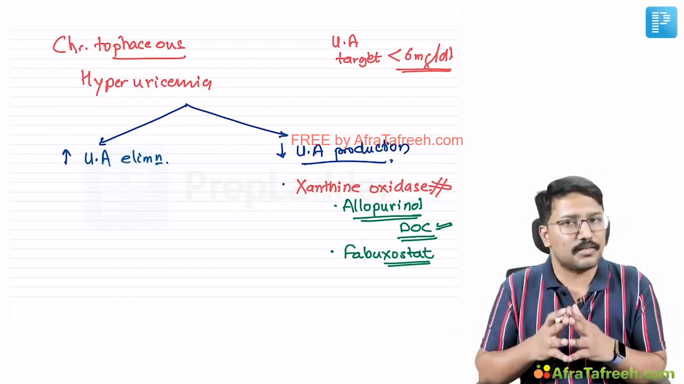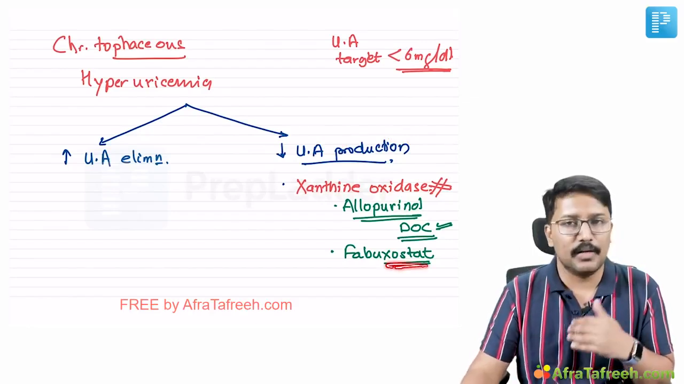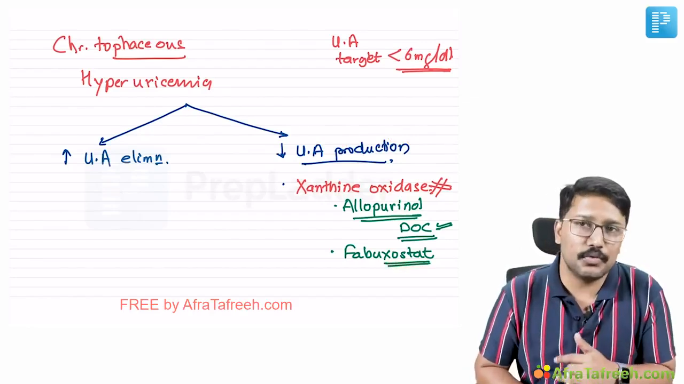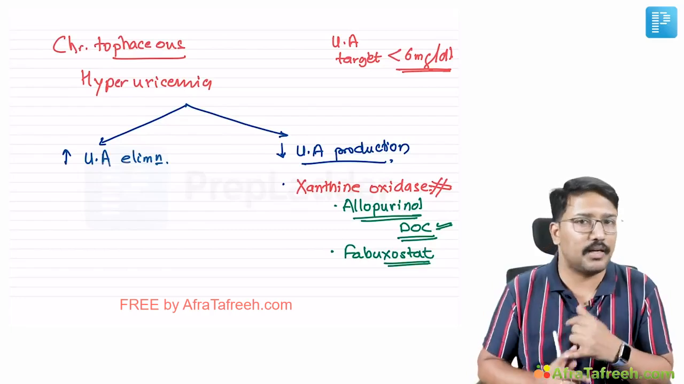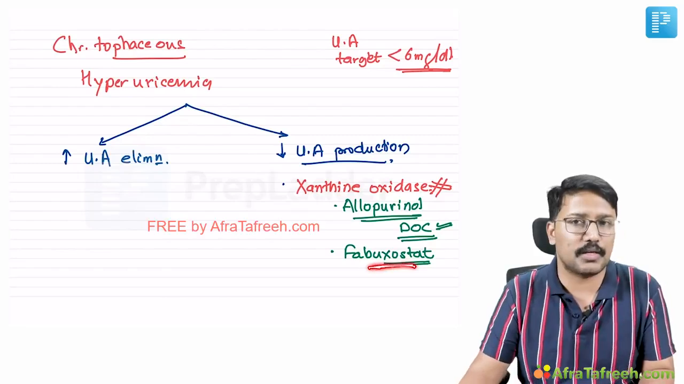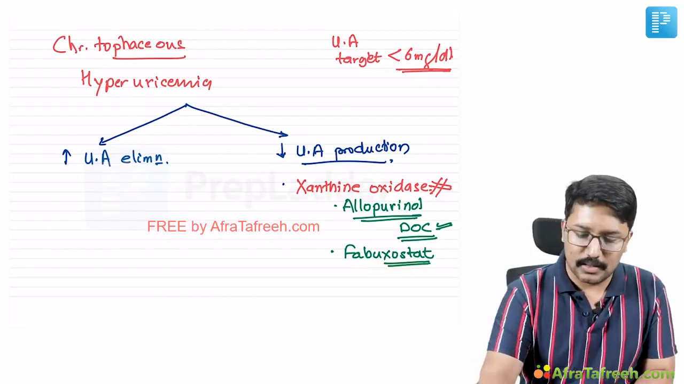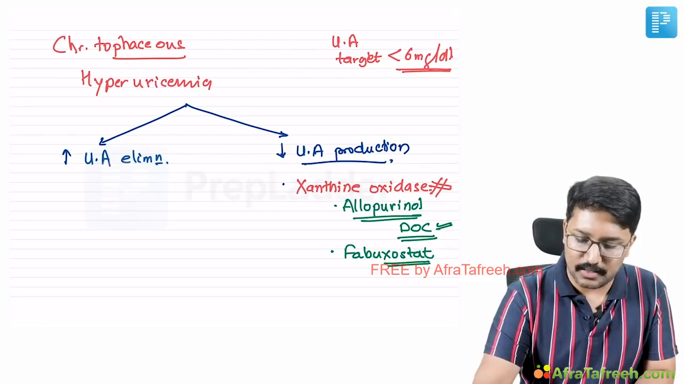Now, allopurinol is considered the first drug of choice, but in certain circumstances, you might have to consider febuxostat, particularly if the patient is hypersensitive to allopurinol. Allopurinol being a purine derivative, some patients can be hypersensitive. In that case, we might have to use febuxostat. The other circumstance where we might have to use febuxostat is patients with renal impairment, right? So it is safe in renal impairment.